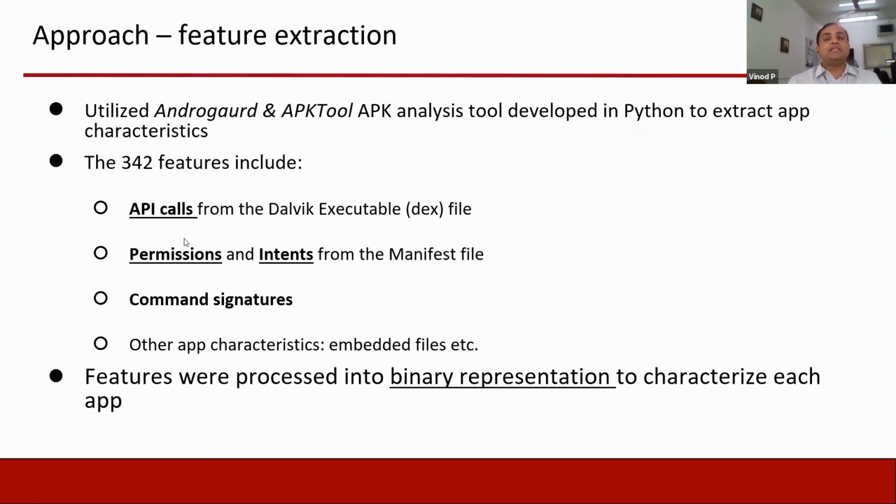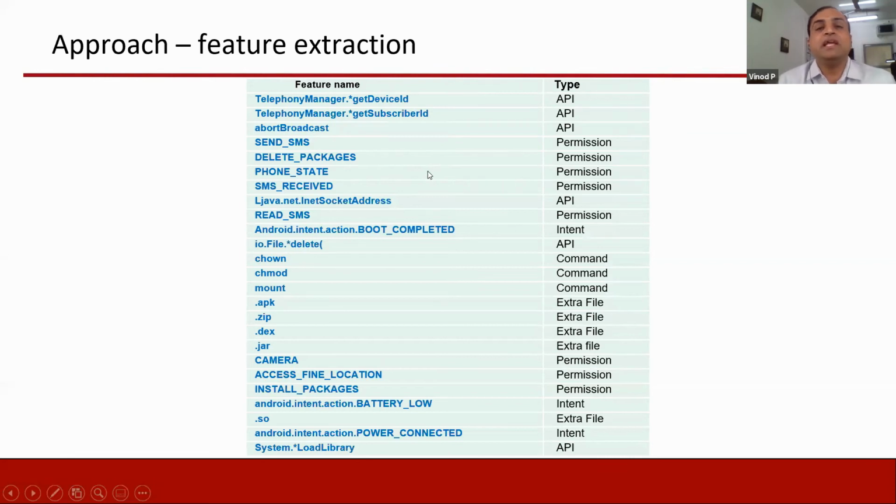So we collected 342 features by referring to standard articles, and we collected a set of applications. We collected permissions and intents, and then we represented each file in the form of a binary vector. Each application was represented as a vector. Just for your understanding, I am listing some of them. At the top, you can see getDeviceId and getSubscriberId. These are APIs, while send SMS and delete packages are permissions. We also find that malicious applications explicitly make use of certain commands like chown and chmod.